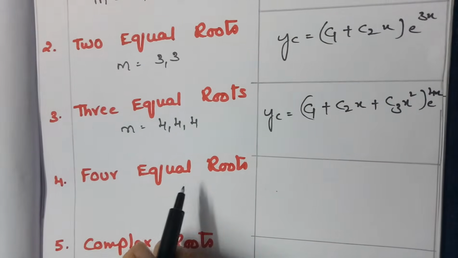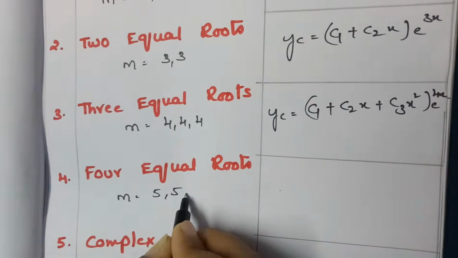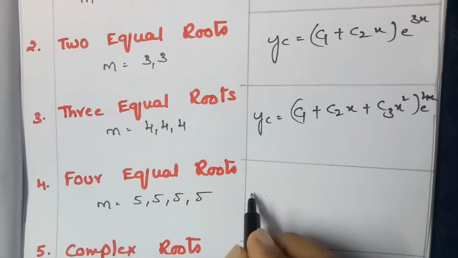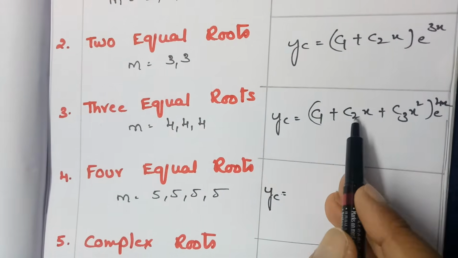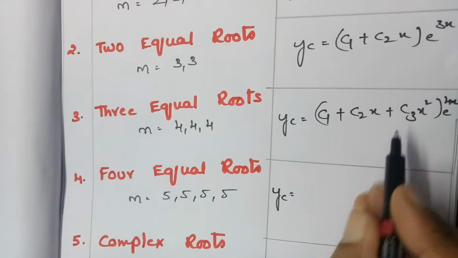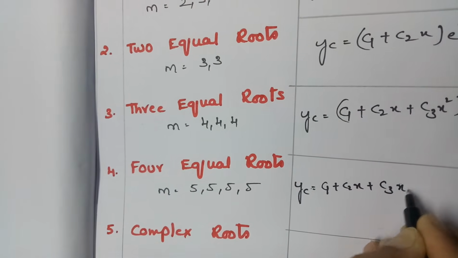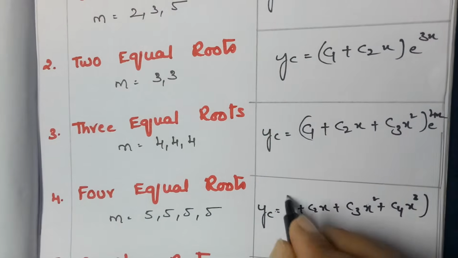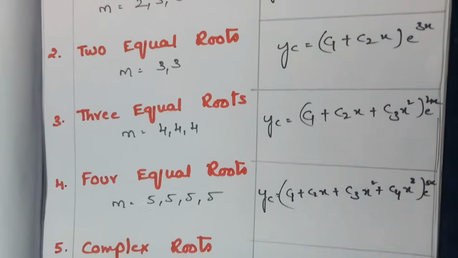So how to write a complementary function if I get four equal roots? For example, if I get 5, 5, 5, 5 as roots after solving the auxiliary equation, how do I write this complementary function? For 2 equal roots, c1 plus c2x. For 3 equal roots, c1 plus c2x plus c3x square into that equal root. And 4 equal roots means c1 plus c2x plus c3x square, I have to extend one more, that is c4x cube into e power 5x. See here, it is e power 5x.